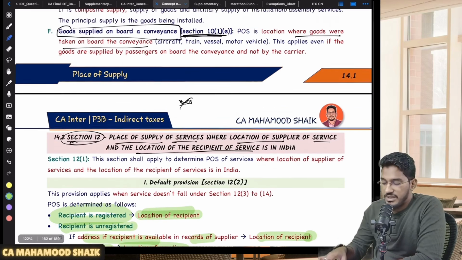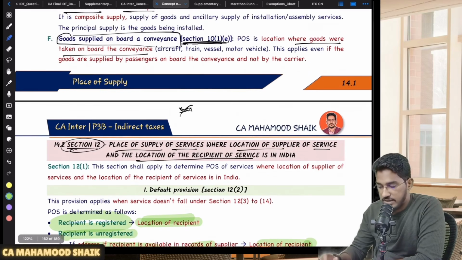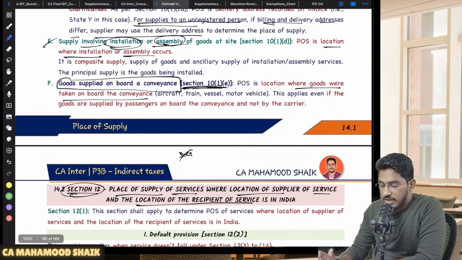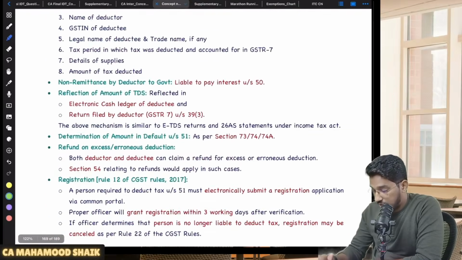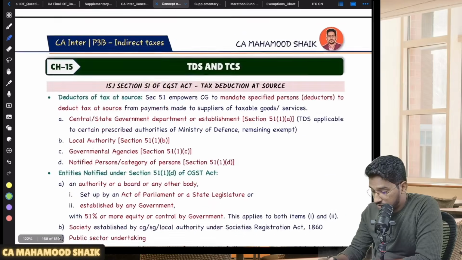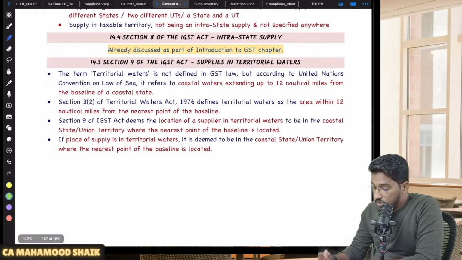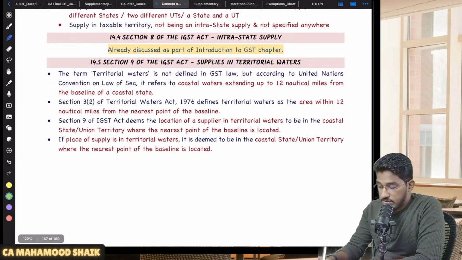So with this, we have completed the entire section number 12 as well. So we are done with section number 10. We are done with section number 12. And one more small point will be there. Section 8 of IGST Act will be there, which will talk about territorial waters. What if the place of supply is falling in territorial waters?